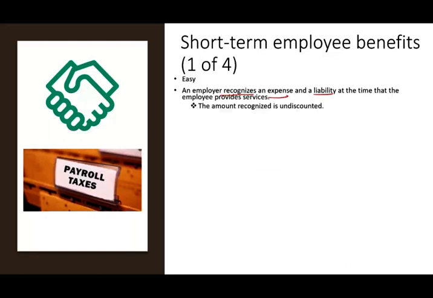The amount recognized is undiscounted, because usually the amount is for this period, so it's not a long period. We're not discounting anything. If you earned it this month, we don't discount it. We just record the expense now at the gross amount.